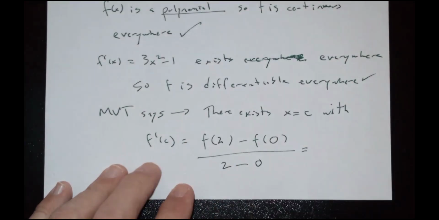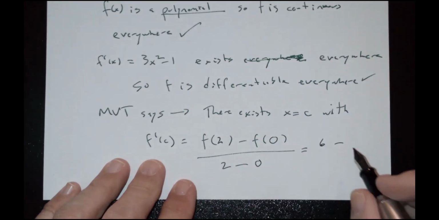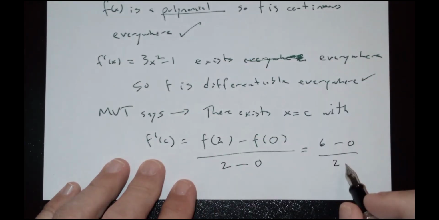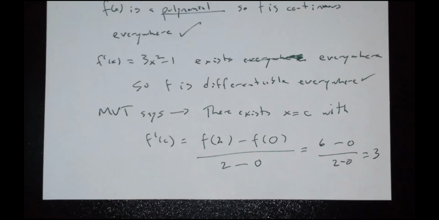Take 2, plug it into our original equation. 2 cubed minus 2, that's 8 minus 2, that's 6. Put in 0. 0 cubed minus 0 is 0. Over 2 minus 0. 6 over 2 is 3. Find me the C.